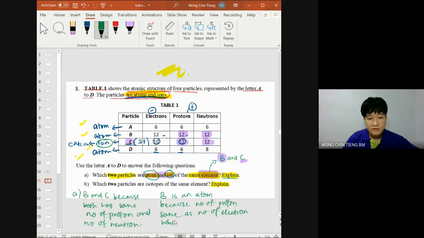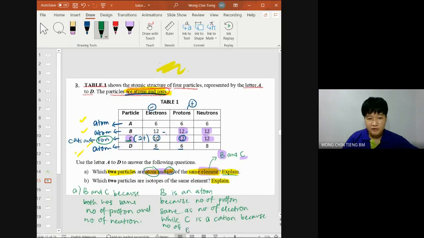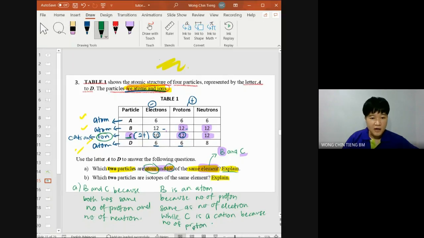While C is a cat ion. Saya tak nak tulis an ion, kita tulis cat ion terus. Okay, tunjuk pandai sikit. C is a cat ion because number of proton is higher than number of electron given.